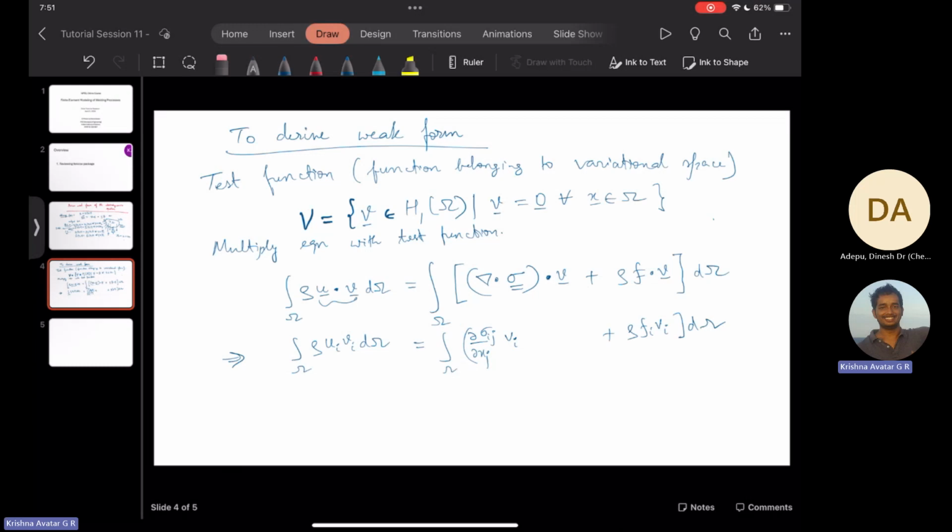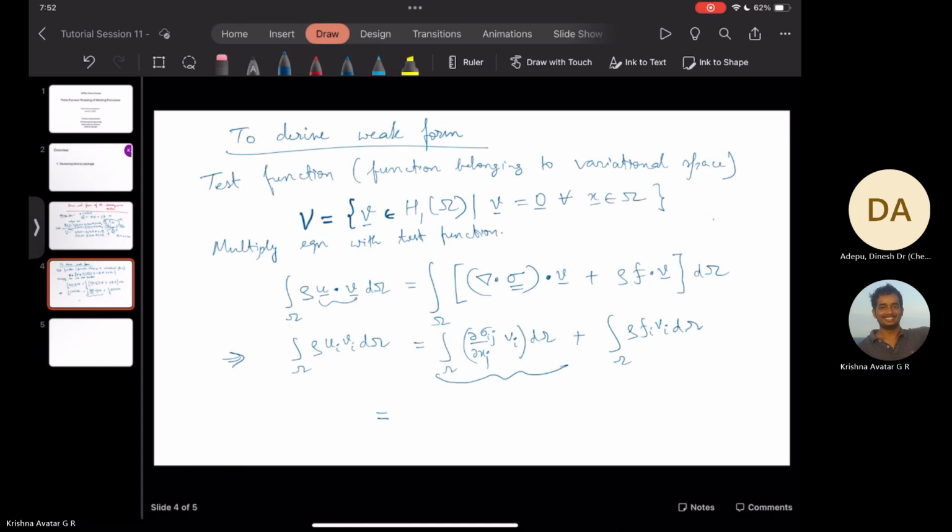Now we'll have to do some major things here, some integration by parts. Now let's just divide into two integrals, this d omega, and this to be another d omega. So this part we'll do integration by parts. So what we do is, let's write it in this form. We can use the Gauss divergence theorem or integration by parts.